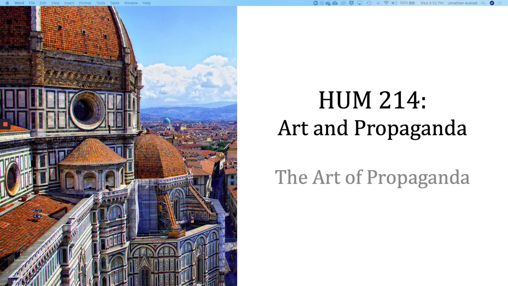Taking a look at this image here, this is Brunelleschi's dome in Florence. Cathedrals were a way of creating propaganda, and Brunelleschi's dome is along those lines. The whole idea of a cathedral for your town was to have a bigger, better cathedral than your neighboring town. So this will be your brass ring, your claim to fame.